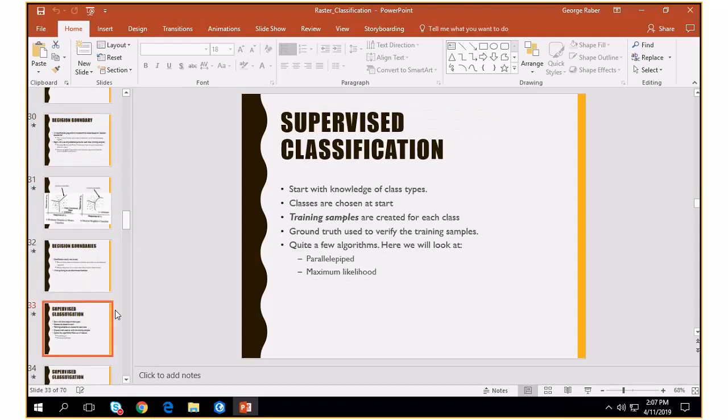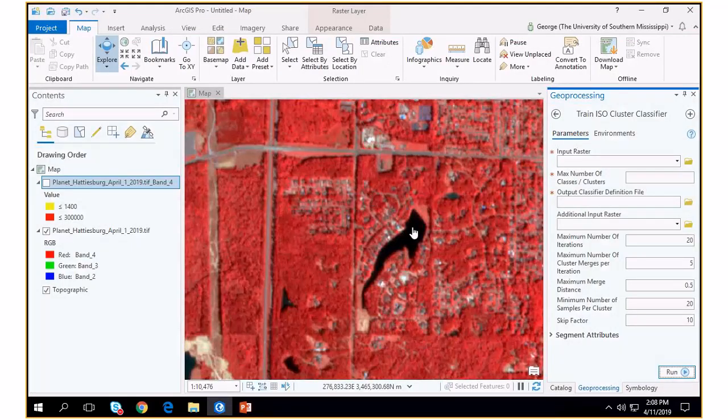Let's talk about supervised classification. This is what we'll be implementing today. Actually, you're going to do an exercise of all three, but I'm specifically asking you in the lab to do a supervised classification technique. So you'll need to know that you start with the different classes. You decide what the classes are. The operator chooses them. Then you have to create training samples for each class. In other words, you have to define polygons that represent water, that represent forest, and so on.